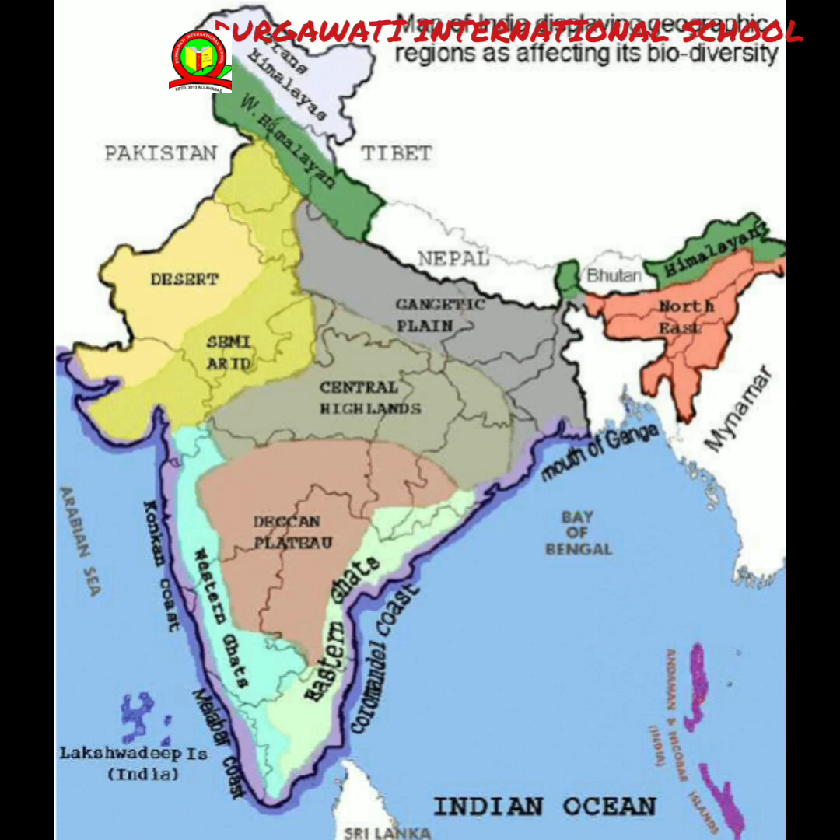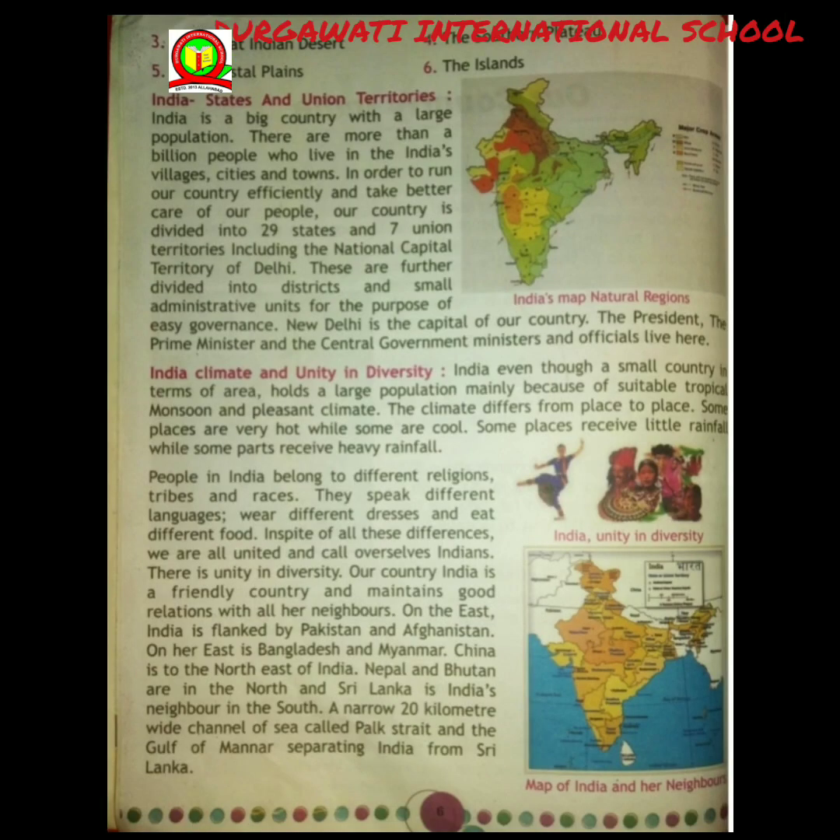Okay, the next topic is Indian states and union territories. India is a big country with a large population, with more people living in villages, cities and towns. In order to work efficiently and take care of our people, India is divided into 29 states and 7 union territories. The national capital of India is New Delhi. The president, prime minister, central government ministers and officials live here.